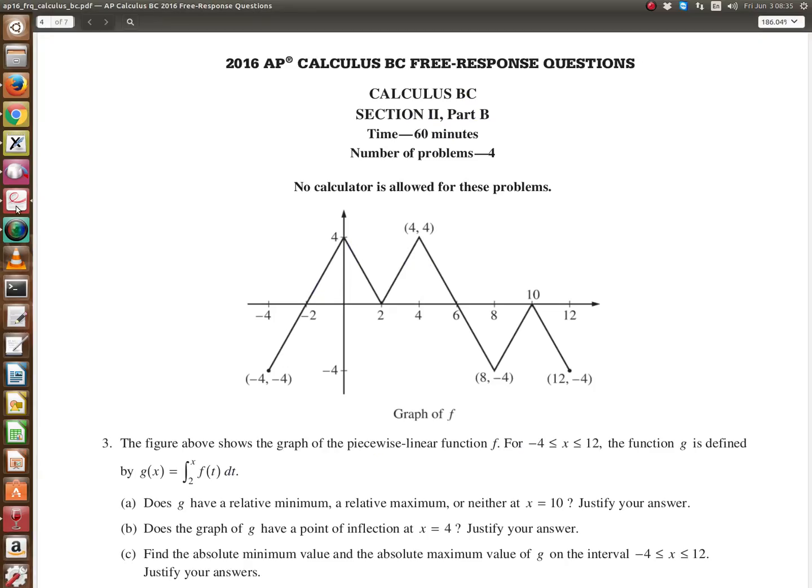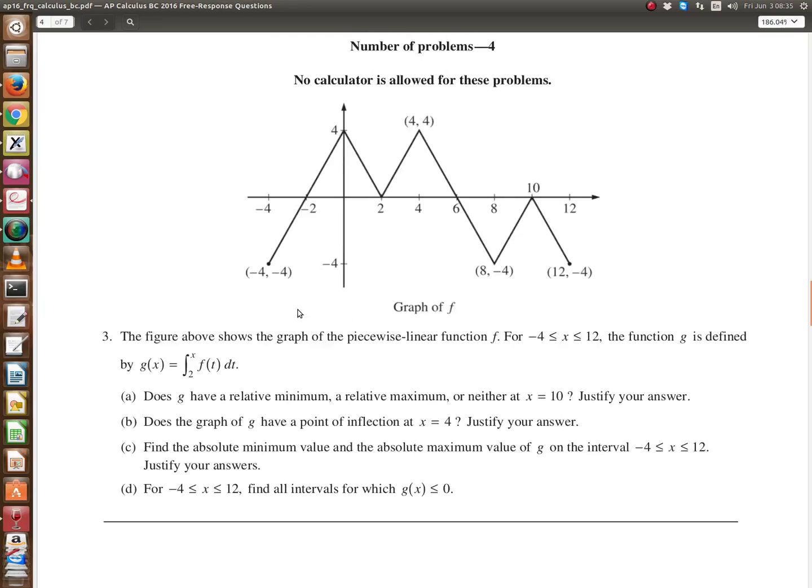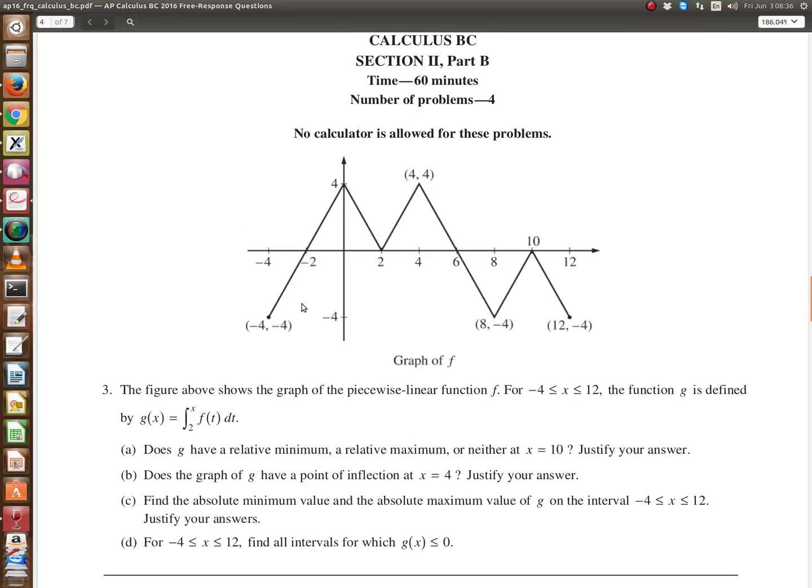Does the graph of g have a point of inflection at x equals 4? So now we're looking at g double prime. To find if we have a point of inflection, we're looking for the critical points of g double prime where g double prime is 0 or undefined. So at 4, g double prime would be f prime, right? If g prime is f, g double prime is f prime. Now take a look at f prime at 4. At x equals 4, f prime does not exist, because there's a corner there. So the definition of the derivative as the limit would not exist.